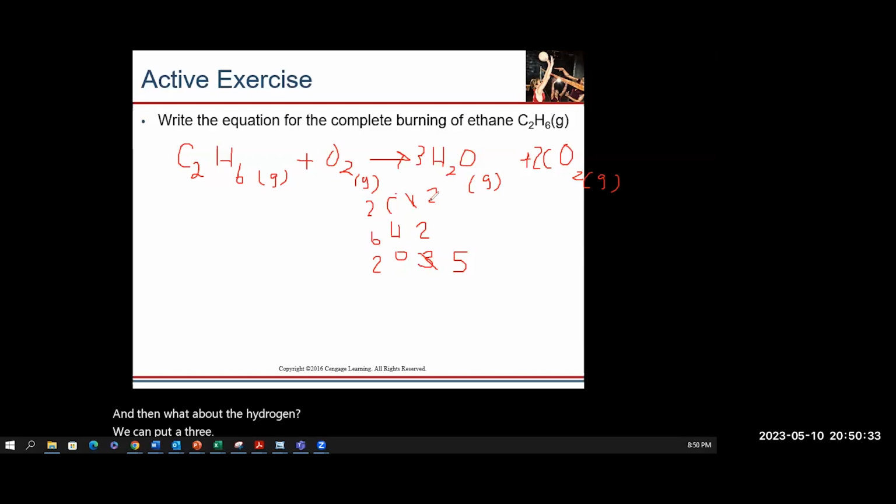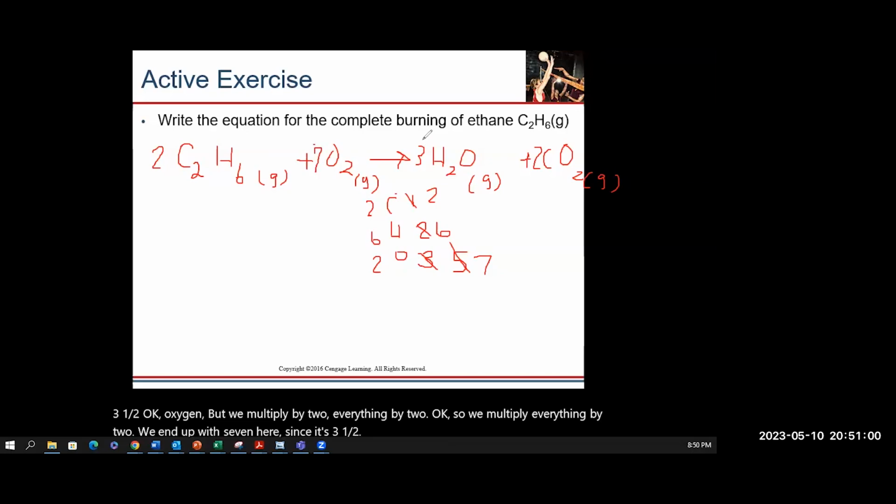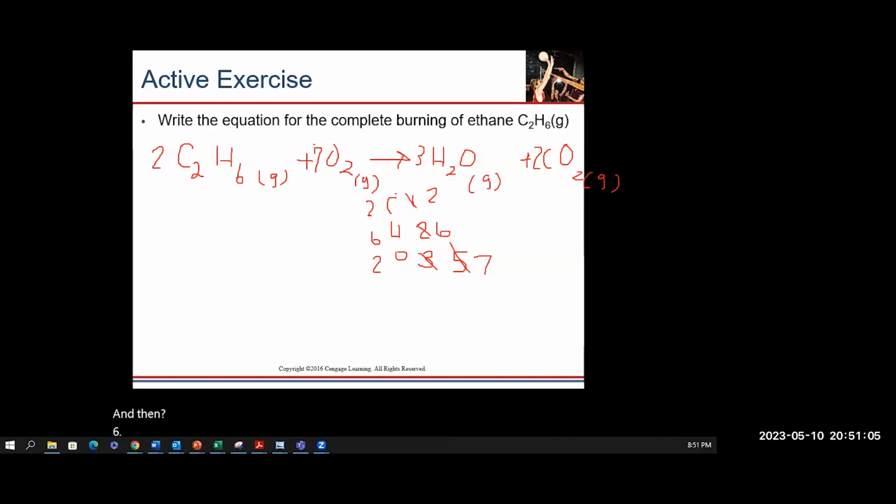I don't think it will be balanced. No, it doesn't look like it's going to be balanced, but we're going to end up with a total of 7 oxygens. But we know that since we have an uneven number there, what are we going to do? 3.5 in oxygen. Okay, then we multiply everything by 2, and then put 7 here since it's 3.5. 7, and then 6, 4.